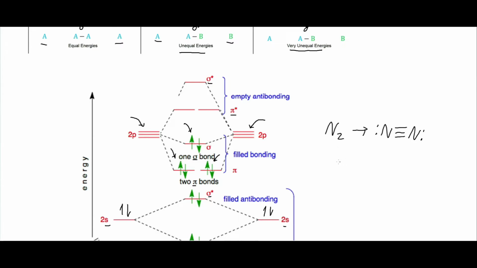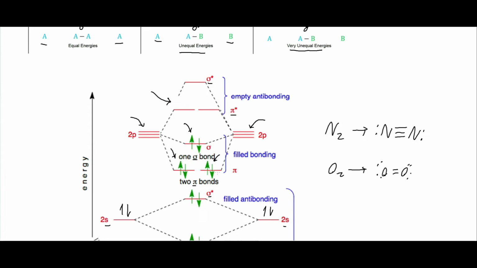And so if we had something with oxygen, then we would actually start adding electrons up here, and we'd lower that bond order. And so that's why O2 looks like this, so it only has a double bond. And so we'll actually look at that here in a second.